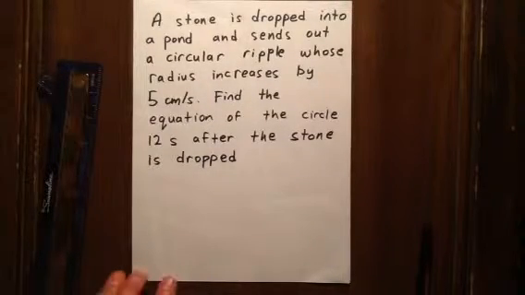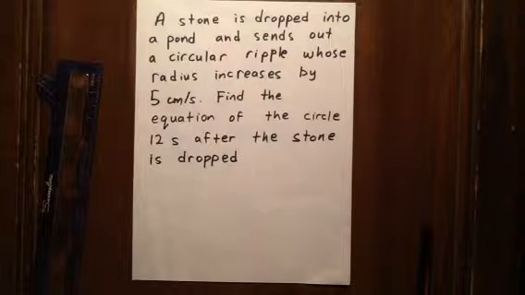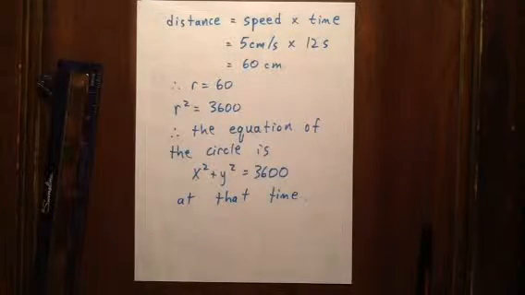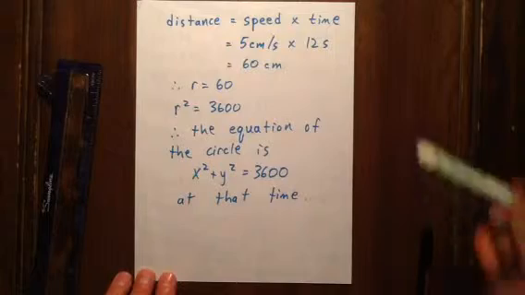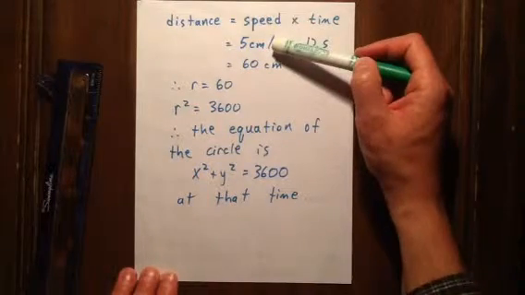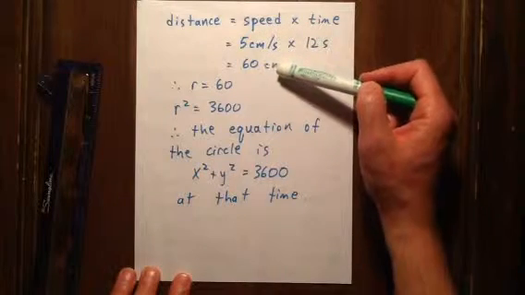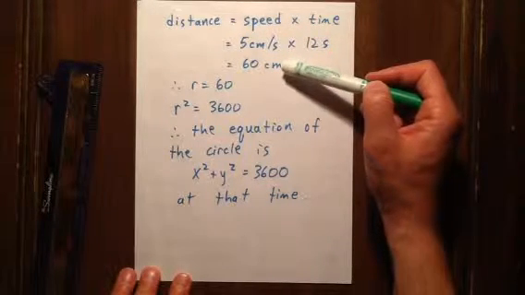Our next question says a stone is dropped into a pond and sends out a circular ripple whose radius increases 5 centimeters per second. And we want to find the equation of the circle 12 seconds after the stone is dropped. Well, we know that distance is equal to speed times time. The speed is 5 centimeters per second and the time is 12 seconds. So the distance that ripple has traveled outward is 60 centimeters.